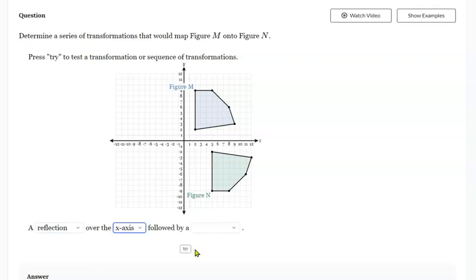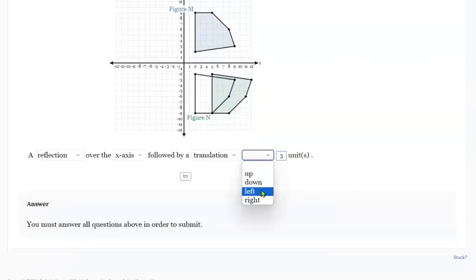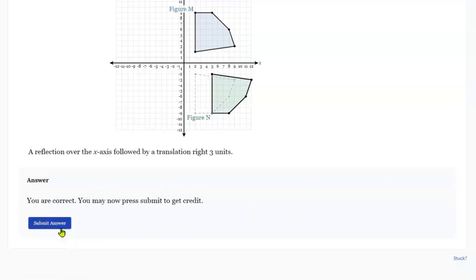Alright, if that comes down, right, so I try that. Once I click try, it really helps me to visualize what happens next. It looks like it slides over 3 units to the right. Let's try it. Reflect over, and then 3 units to the right. Fantastic. Now we can submit it.